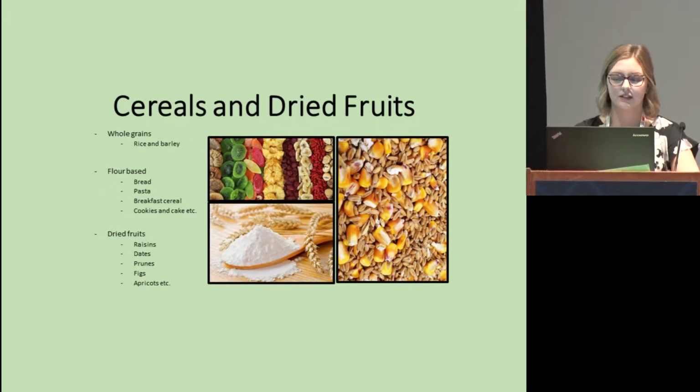In regards to cereals, we have two main basic categories: whole grains themselves, such as rice and barley, or their flour-based derivatives, such as bread, pasta, sweets, and of course, breakfast cereals, and flour itself. In terms of dried fruit, there's a great variety of them, which include, most popularly, raisins, followed by dates, prunes, figs, and apricots.